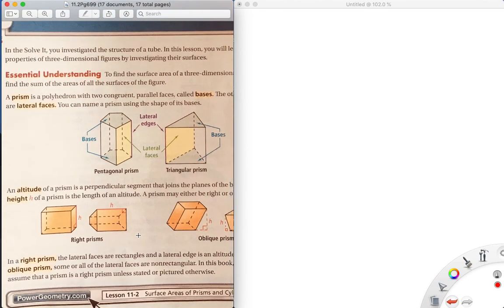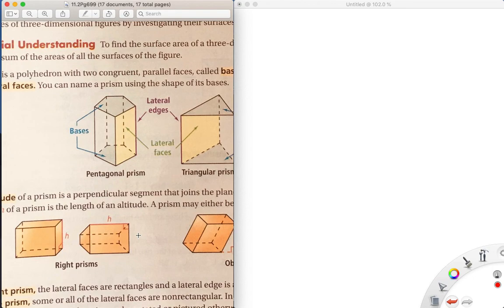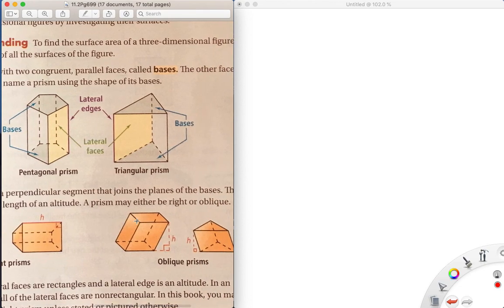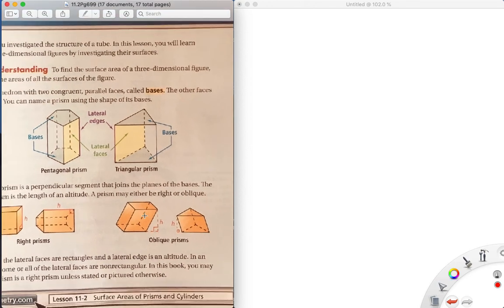For right prisms, the lateral faces are rectangles. An oblique prism is when the lateral faces are non-rectangular. If you notice, for the right prisms, the lateral faces are all rectangles. Here, the lateral face is not a rectangle, but in this case a parallelogram. So if we have parallelograms for the lateral faces, then we're dealing with oblique. If your lateral faces are rectangles or squares, then we're dealing with right prisms, and most of the time we're going to be dealing with right prisms.